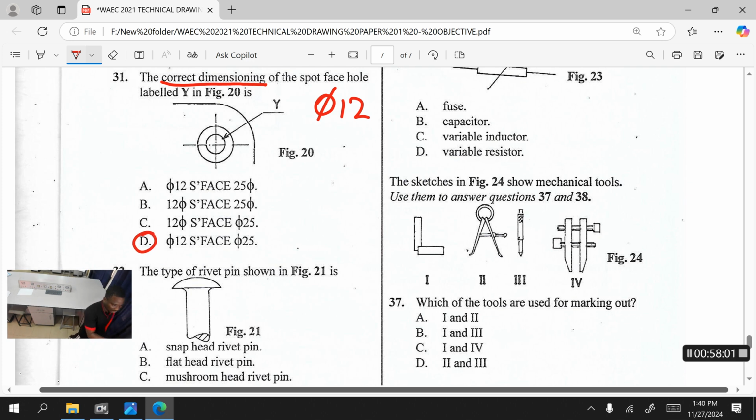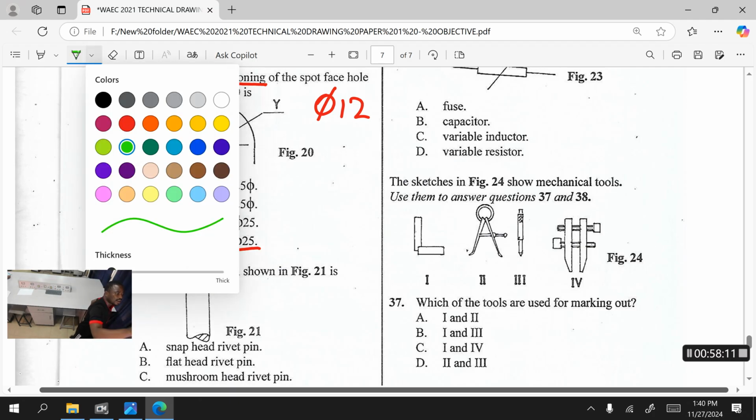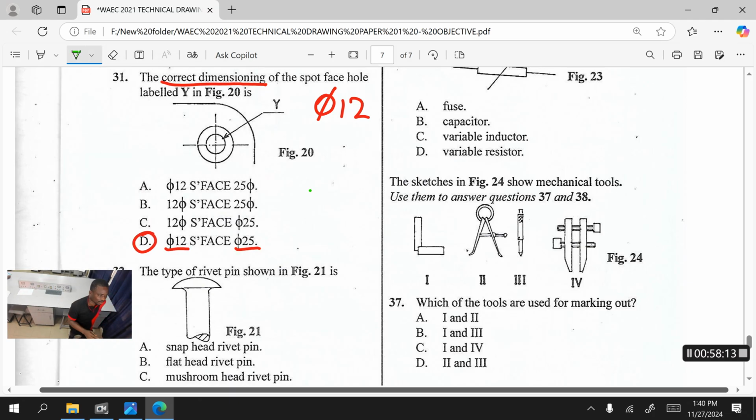If you look at this place, phi is in front of 12 and it's also in front of 25. It's always in front of 12 and it's also in front of 25. But if you look at the other options, can you see it now? It's at the back of 25 here. So that is wrong. That's what makes that option wrong. It's at the back of 12 here. Can you see that now? That's why it is wrong.